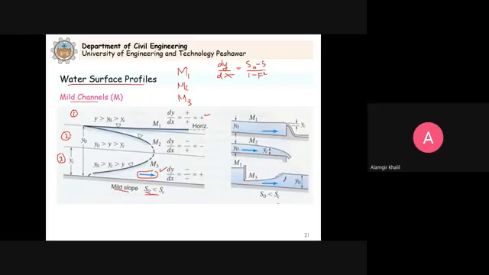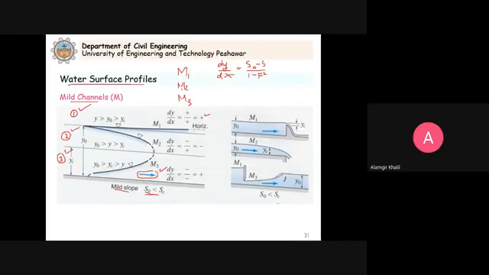divided by 1 minus F square. So S0 minus S. Now in case of M1 profile, if the depth is this solid black line, now y is greater than the 2. That's why we have type 1. Y is between the 2. That is why we have type 2. And y is below the 2. That's why we have type 3.